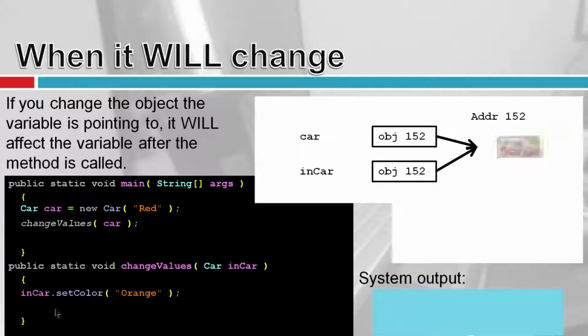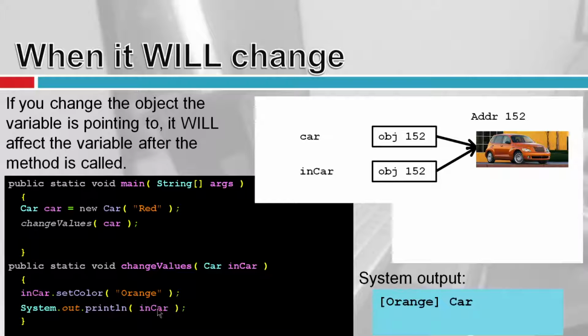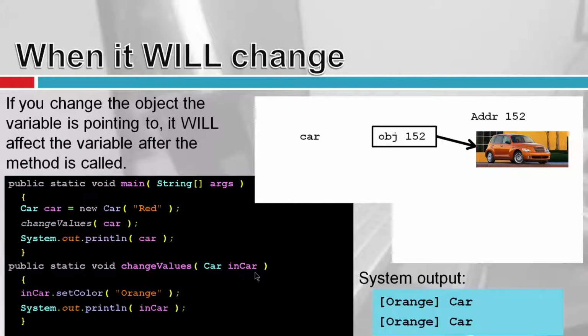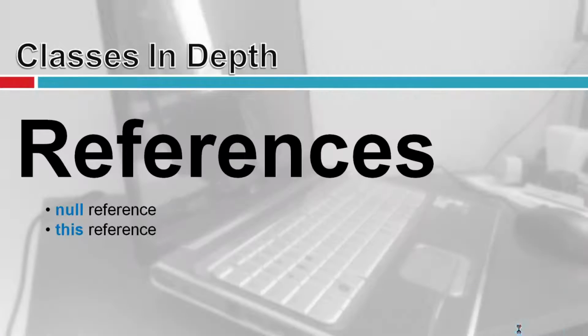Now, I'm going to call that car's function set color. So I've just changed that object's color to orange. Still pointing at the same value, but notice they're both pointing to that same object. So I'm going to print out inside the function orange car. When I leave the function, in car disappears, but car is still pointing to that same object in memory, and I've changed that value. So when I print car out here, it's also printing an orange car. It didn't print out the red car, it printed out an orange car.